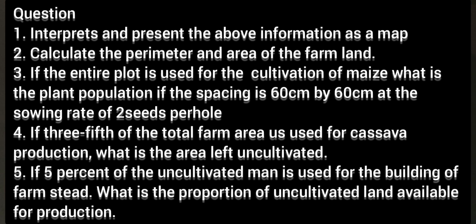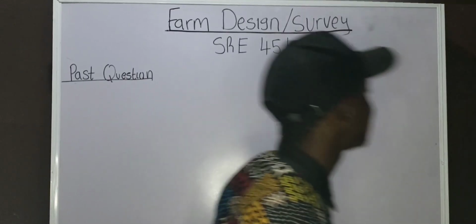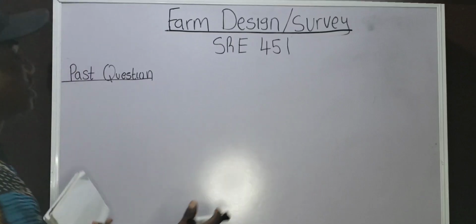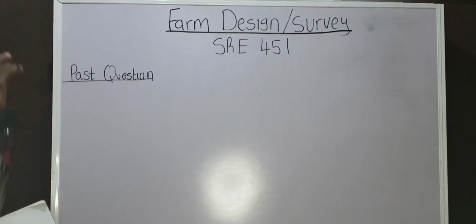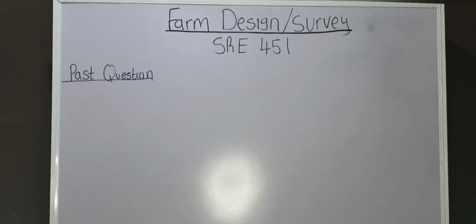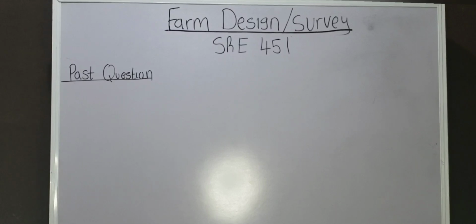Okay, let's start from the first question. The first question states, interpret the above as a map. Now, you will agree with me that to interpret means to draw the structures of the farm, you understand? So now, let's start by listing out the parameters that we are given in the question.